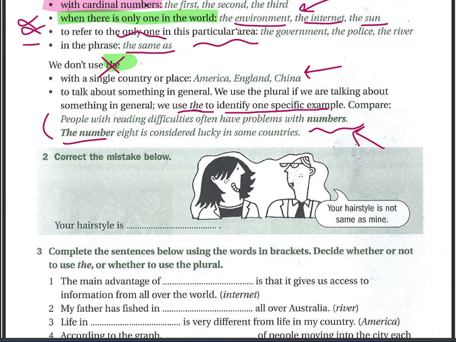The number 8 is considered unlucky in some countries. The number 8. When you have a specific option here, when you want to mention a specific number, you use the, okay? The number 8. This is the difference between when we want to talk about something in general and when we want to talk about it specifically. So, when it's in general, we don't use the, and when it's specific, we add the.